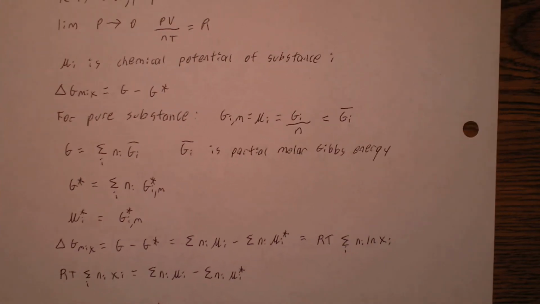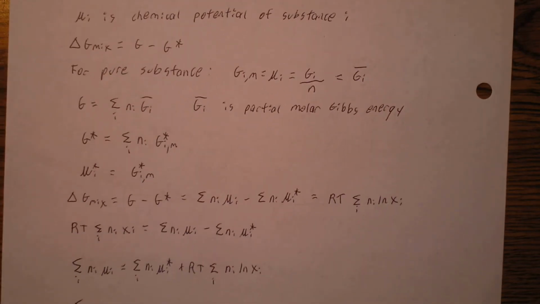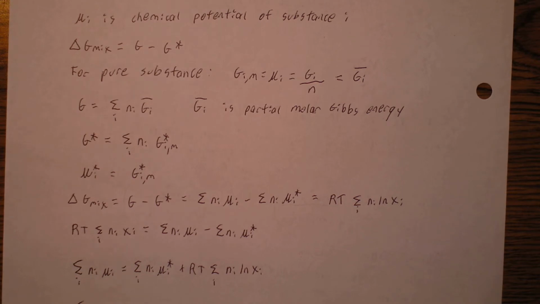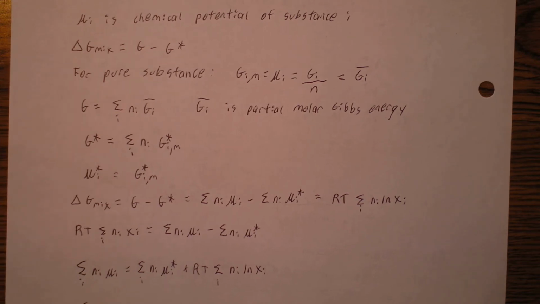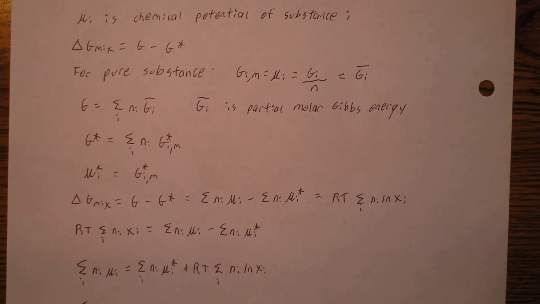plus RT times the sum over all substances i of the number of moles of substance i times the natural log of the mole fraction of substance i. And then we get the sum over all substances i of the number of moles of substance i times the chemical potential of substance i is equal to the sum over all substances i of the number of moles of substance i times this whole quantity: the chemical potential of substance i unmixed plus RT times the natural log of the mole fraction of substance i.